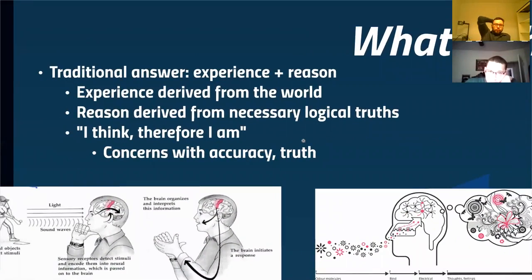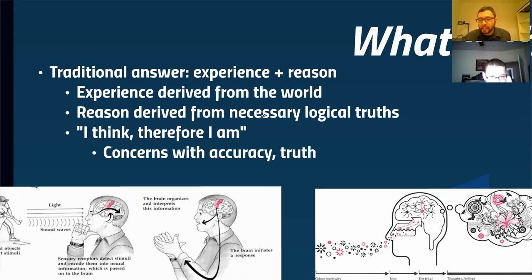So for philosophers thinking about thinking, the traditional answer for what is thinking has something to do with the relationship between experience and reason or rationality, right, where experience are the inputs that we get from the world, impinging, so I open my eyes and light hits my retina. It is an experience, a sensation of the world, and then some processing on that sensation, reason. Reason is based in logic, logical truths, mathematical truths.